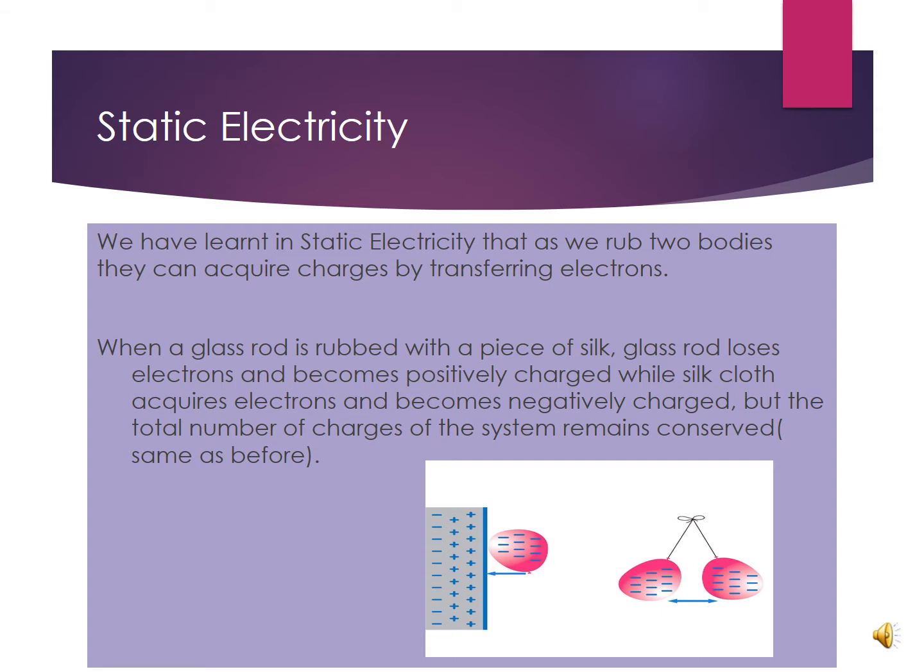In the earlier class, we have studied about static electricity. We have learned in static electricity that as we rub two certain bodies, they can attract charges by transferring electrons. A simple example: when a glass rod is rubbed with a piece of silk, the glass rod loses electrons and becomes positively charged, while the silk cloth acquires electrons and becomes negatively charged. But the total number of charges of the system remains conserved.